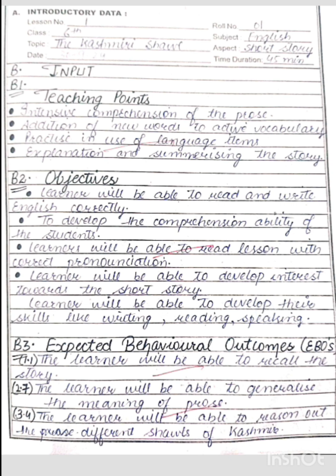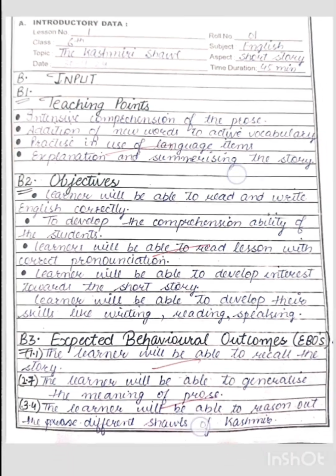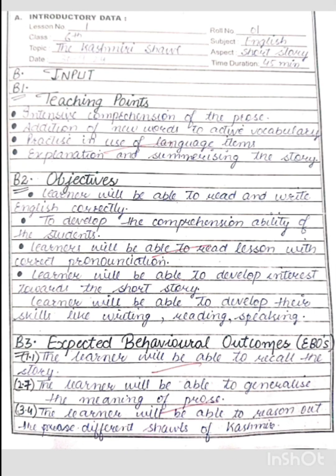So let's start with our objectives. The learner will be able to read and write English correctly. The second one is to develop the comprehension ability of the student. The third one is that the learner will be able to read the lesson with correct pronunciation. The fourth one is that the learner will be able to develop interest towards the short story. And the fifth one is that the learner will be able to develop skills like writing, reading and speaking. So these are some general objectives that we will write in this lesson.